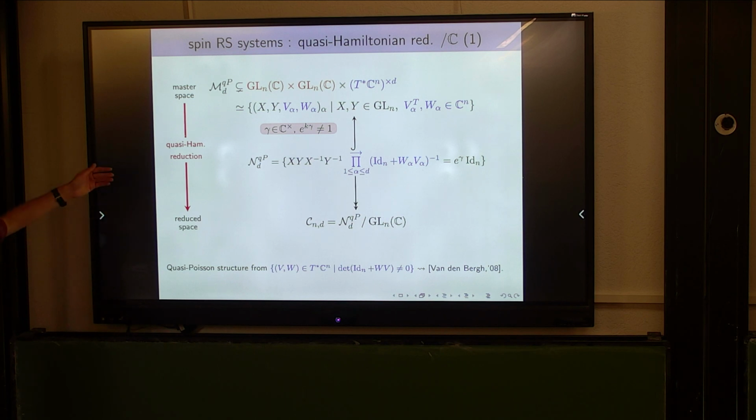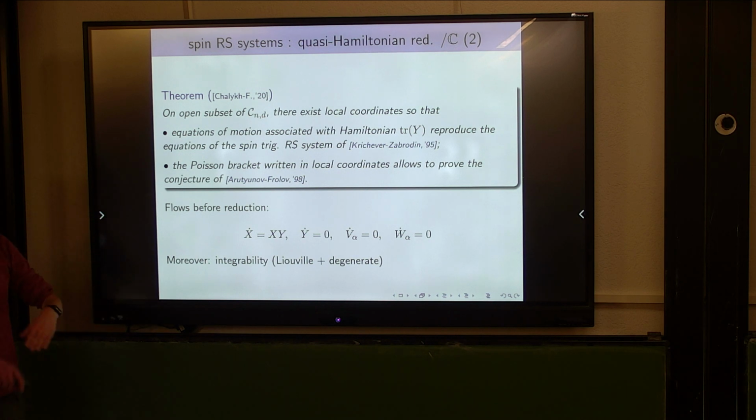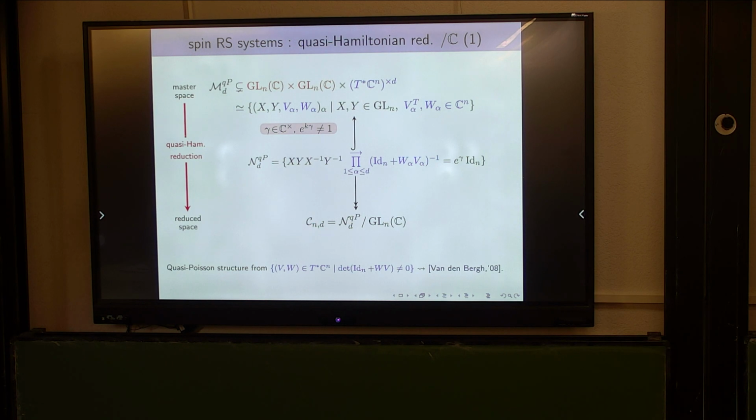But once you have this general reduction picture, you can then, on some open subset, just diagonalize one of your two matrices in GLN, use that to write down some local coordinates, and identify with this spin trigonometric Ruijsenaars-Schneider system, and be very happy with that. So it's really nice. But now my point is more to say, what would be the equivalent of that diagram in the real case?